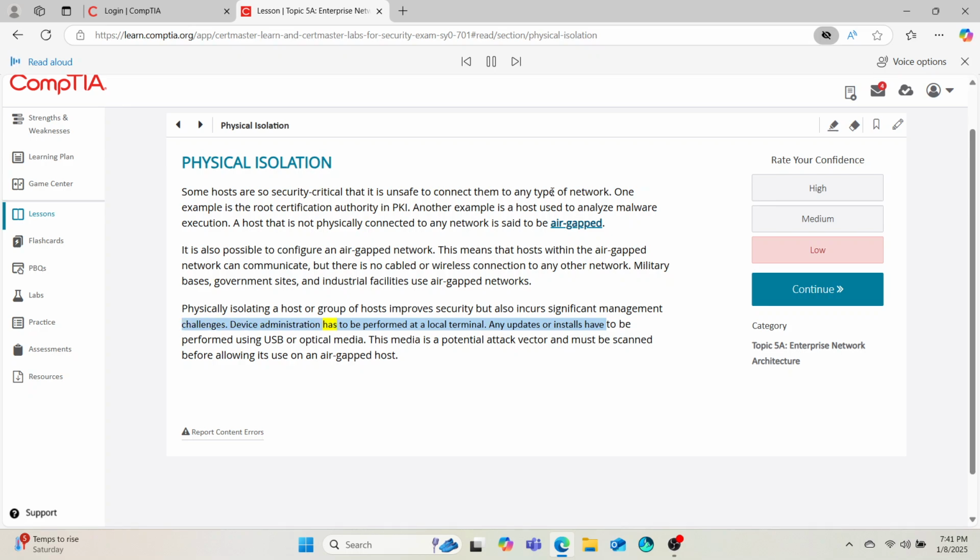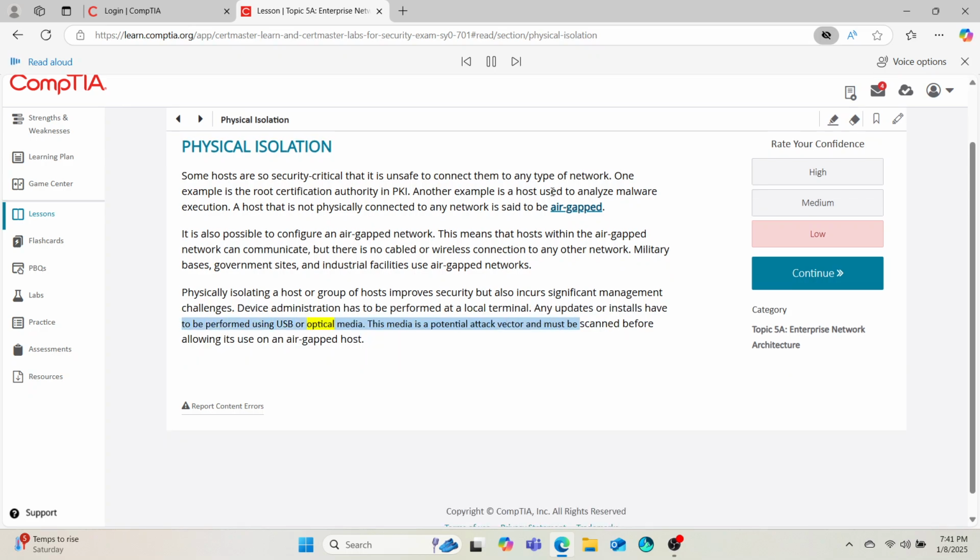Device administration has to be performed at a local terminal. Any updates or installs have to be performed using USB or optical media. This media is a potential attack vector and must be scanned before allowing its use on an air-gapped host.